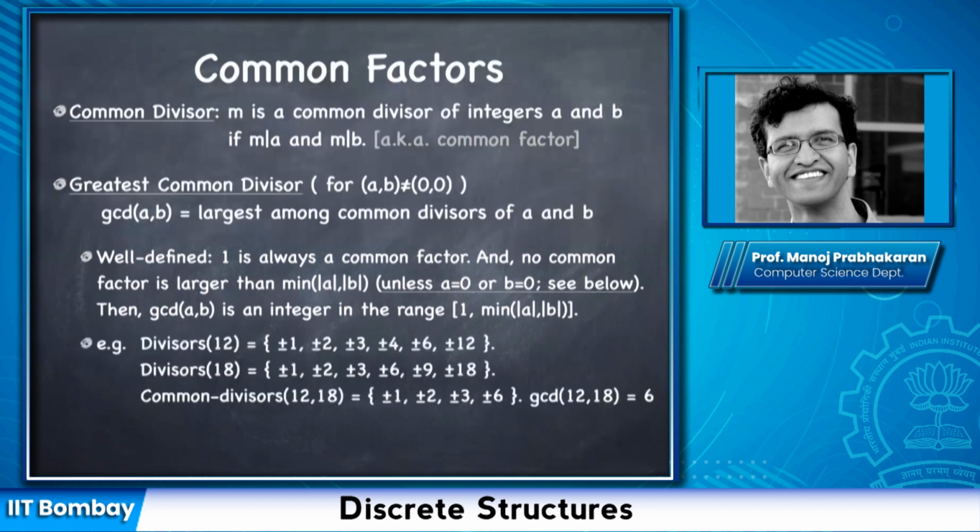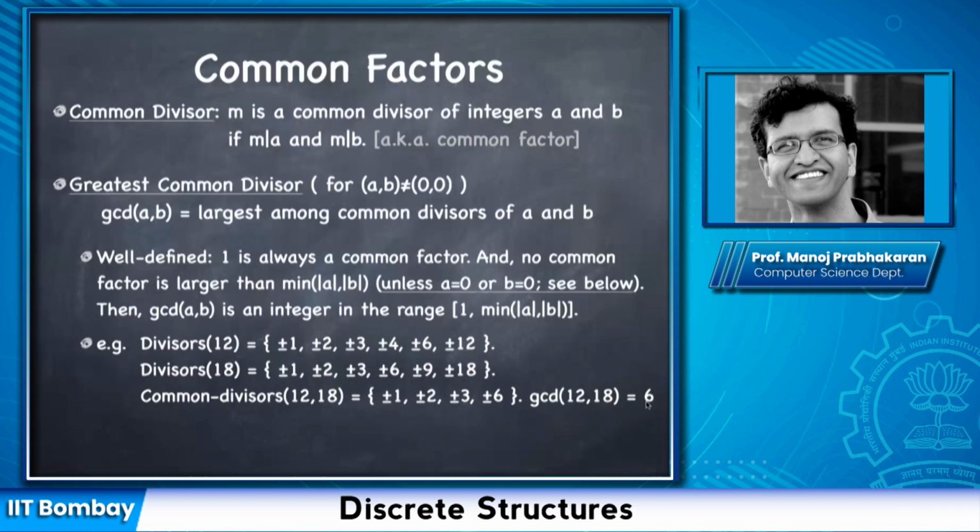Here's an example. So divisors of 12, we already had this example in the previous slide: 1, 2, 3, 4, 6, and 12, positive and negative. And divisors of 18 are 1, 2, 3, 6, 9, and 18. And the common divisors of these two numbers are 1, 2, 3, and 6. And therefore the GCD is the largest among them, and that is 6.